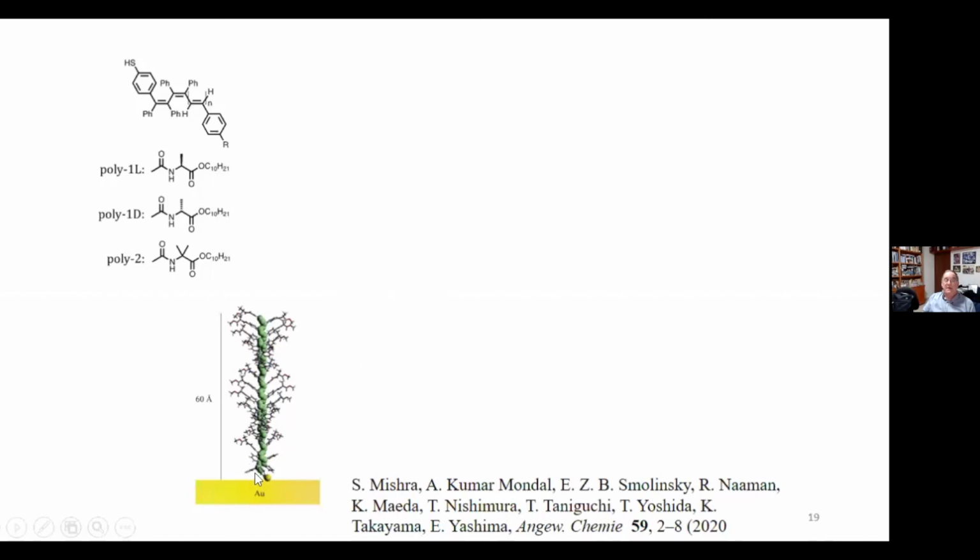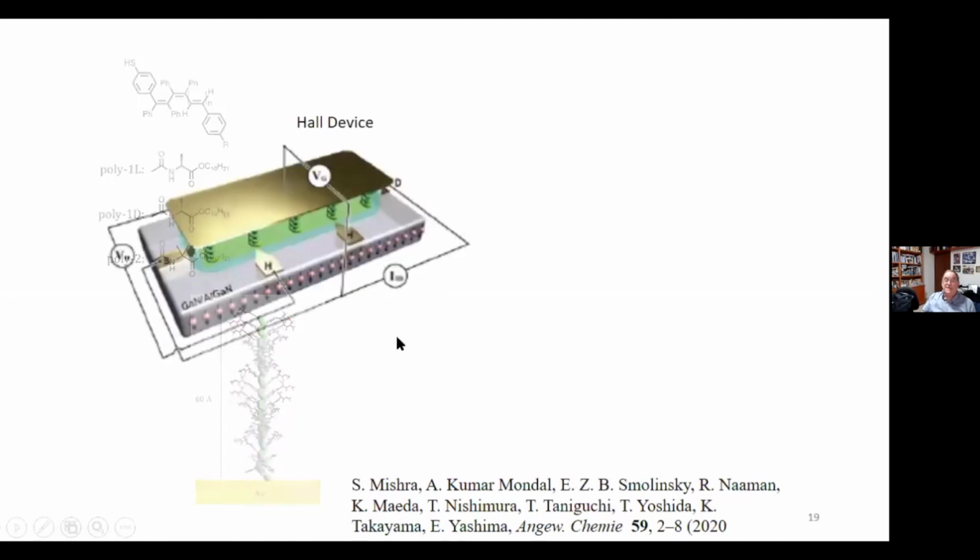And we take a polymer. The polymer can be either L or D polymer. And we deposit the polymer on this device. And now, what is this device? It's a Hall device. You probably know what a Hall device is. Basically, it's made from, in this case, gallium nitride and aluminum gallium nitride, with a 2D electron gas in between. And we have two electrodes, source and drain. Current is flowing here.